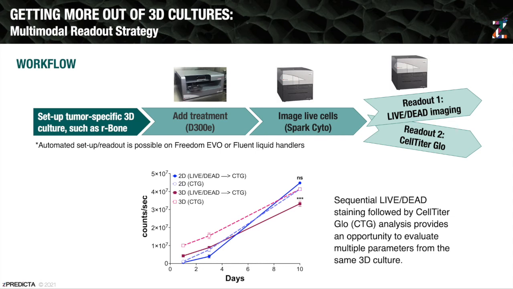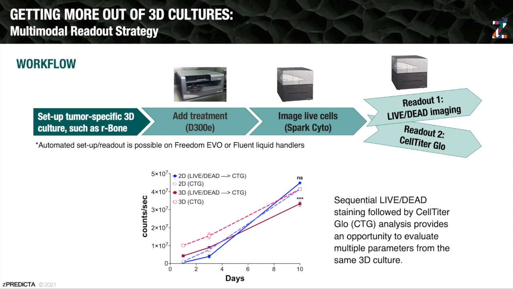The workflow starts out with the setup of a tumor-specific 3D culture, such as, say, our bone. We have actually done previous studies showing that it is feasible to use one of Tecan's liquid handlers, such as Freedom EVO or Fluent, to set up the culture in high throughput mode. But regardless of how it's set up, first step is, of course, to set up the culture. Then we add the treatment, and this is done for most compounds using Tecan's D300e.